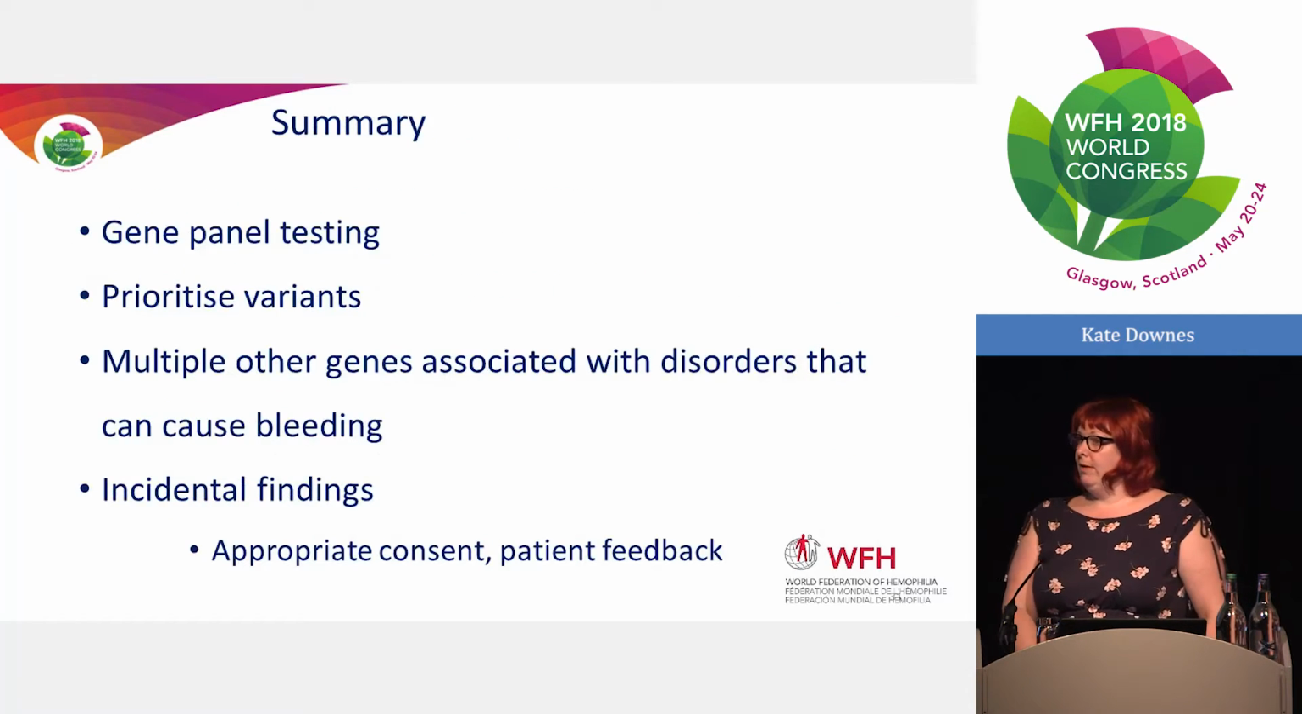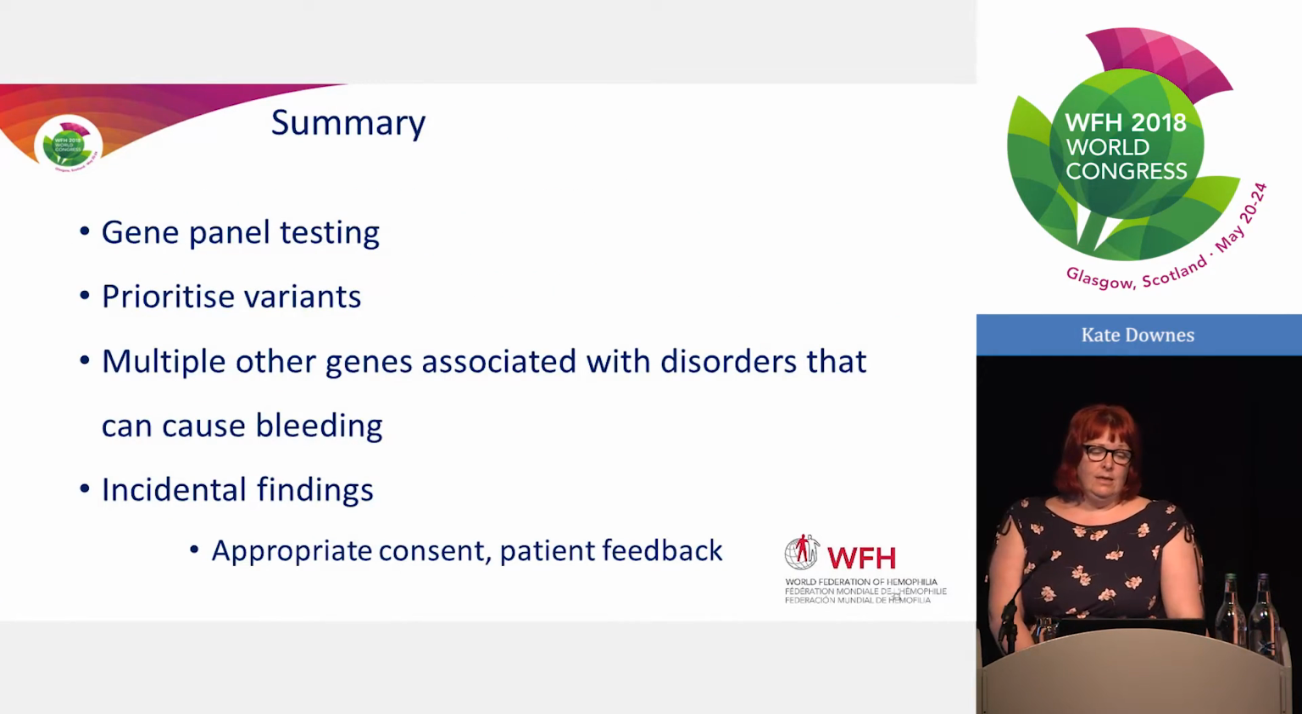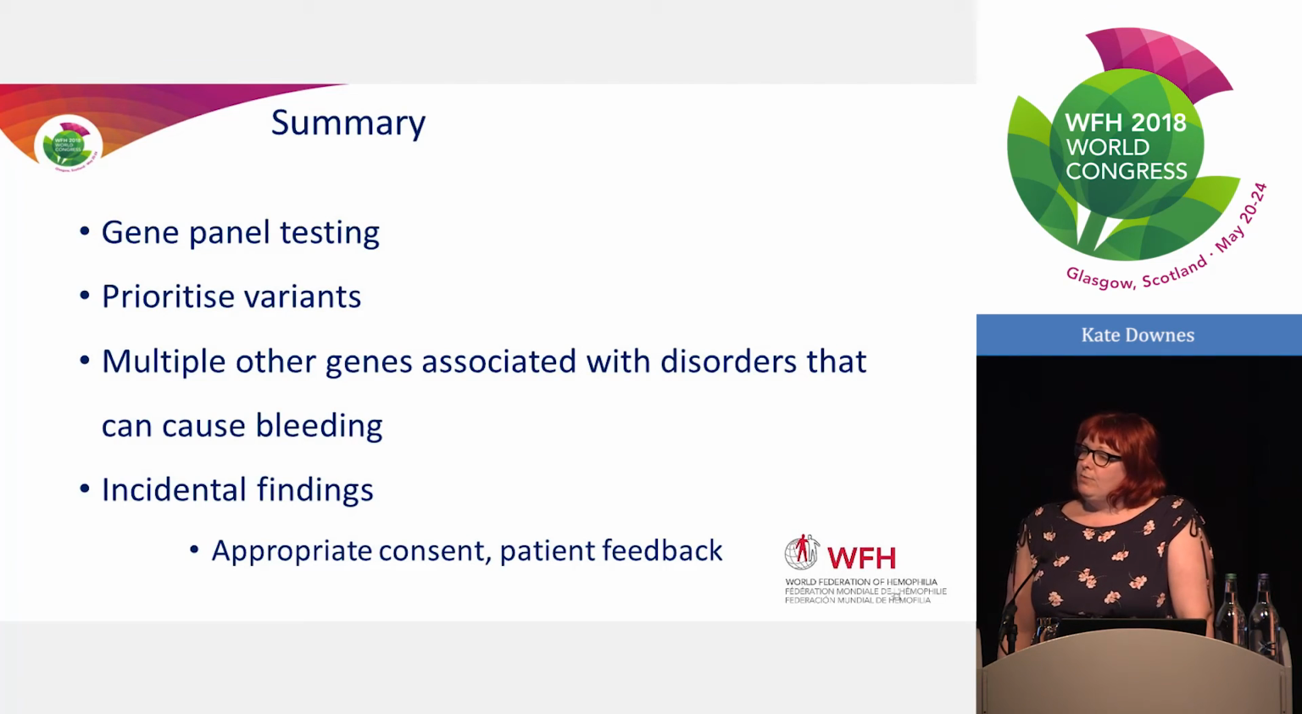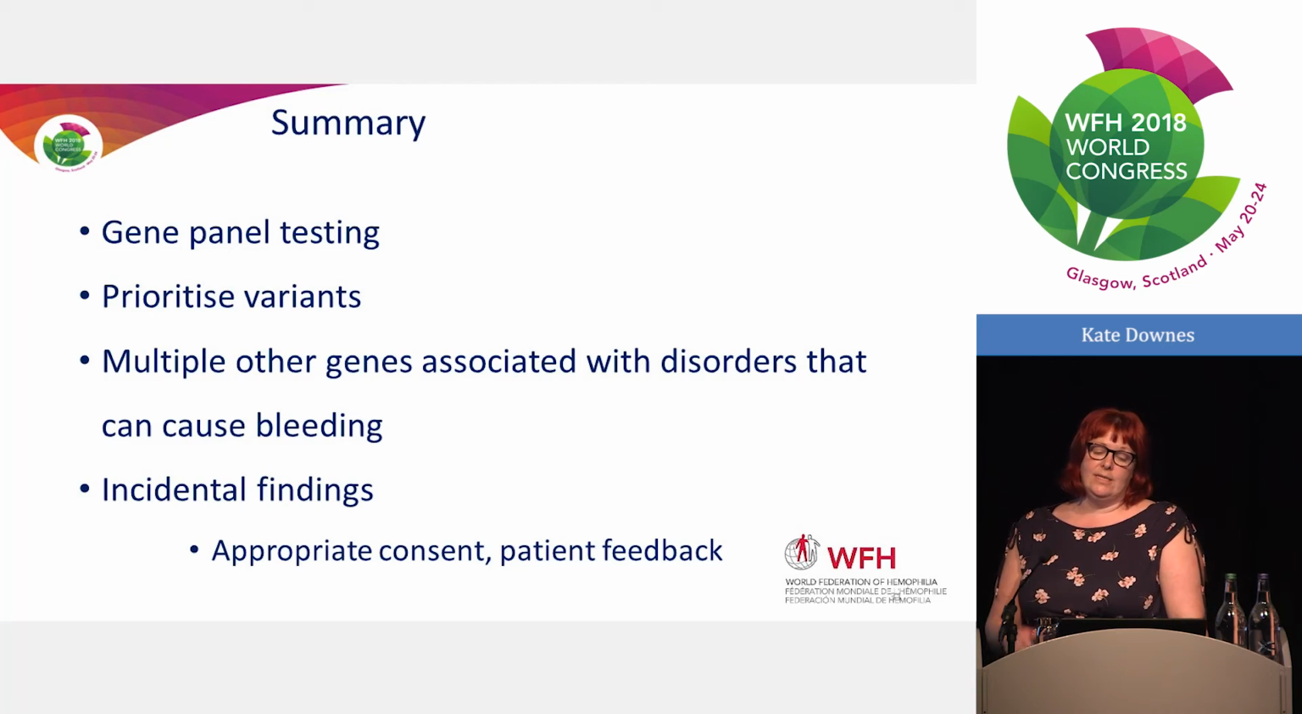So I think I've given you a bit of an overview of the gene panel testing, how we prioritize the variants and get down from those 150,000 to that variant that we think is important in that patient. I've talked to you about the multiple other genes that are associated with these bleeding disorders. And I've talked a little bit about the incidental findings. And I think it's really key to think about how we consent patients and how we feed back to patients when we find some of these incidental findings.